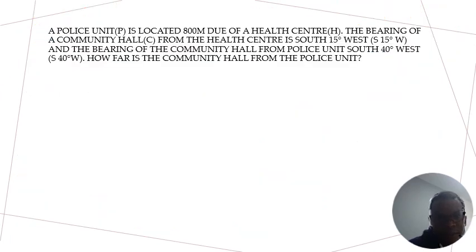Okay, let's go to the last one. In this last one, it's the same as the first one. They're saying a police unit P is located 800 meters due south of a health center H. The bearing of a community hall from the health center is south 15 degrees west, and the bearing of the community hall from the police unit is south 40 degrees west. How far is the community hall from the police unit?